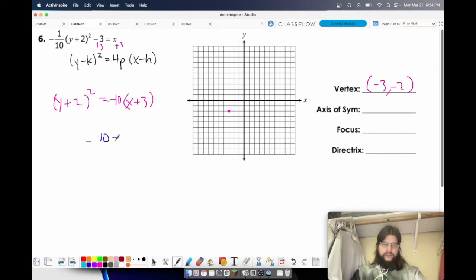-10 equals 4p. -5 over 2 is equal to p. So it's negative, so it's going to open left because we're horizontal here. Oop, we're horizontal. Oh, I did it right. Okay, sorry. I thought I messed up my h and my k for a second. Triple check, make sure we didn't. H is -3, k is -2. Okay, good.